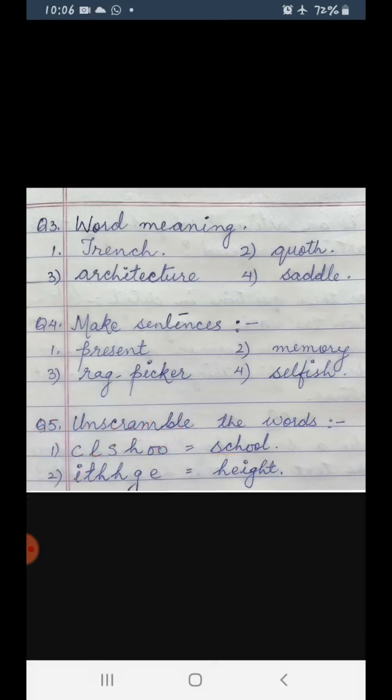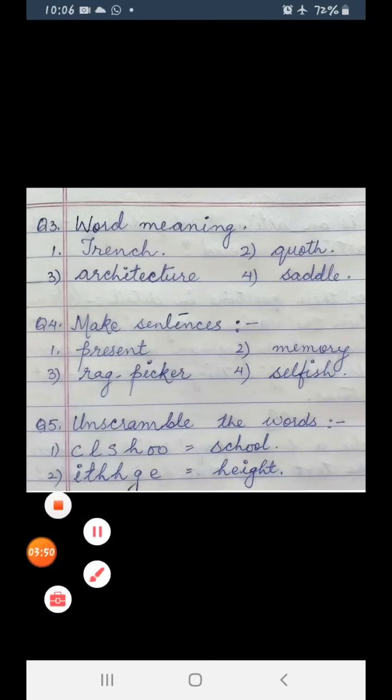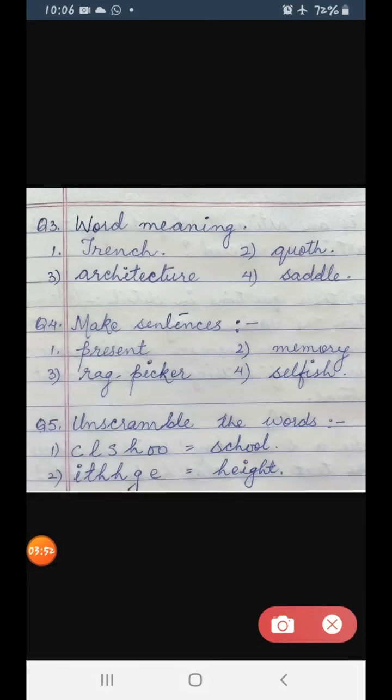Okay. Next, number 2. I T double H G E. So what does it become? It becomes height. H E I G H T. Height. So even unscramble word, it will contain 1 mark each. Okay, and here the make sentences, it may contain 1 or 2 marks each.